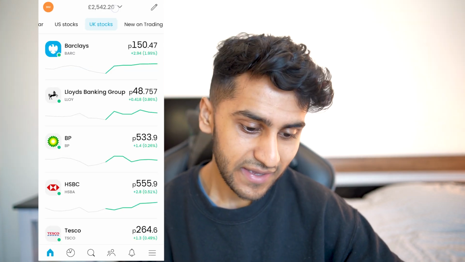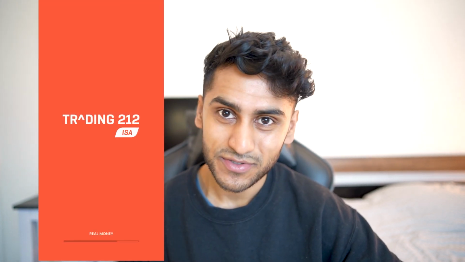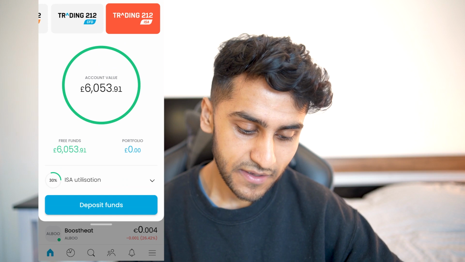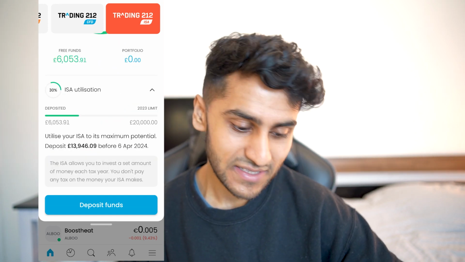So press confirm. The funds were transferred successfully. So actually much simpler than I thought. If we go back into here, we can see our Trading 212 invest account now has 0 free funds, which is fine by me. Now going back into our Trading 212 ISA, we can see the total amount of funds, which is £6,053.91, and now our ISA utilization is 30%.